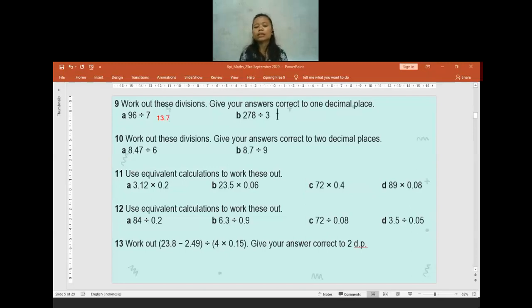Okay. If no question, I will move to question B. 278 divided by 3. Yes, correct. It will be 92.7. Good job.